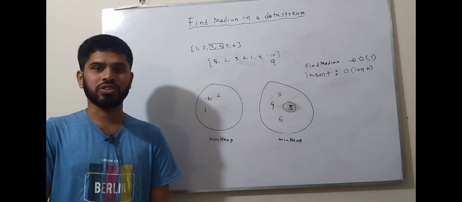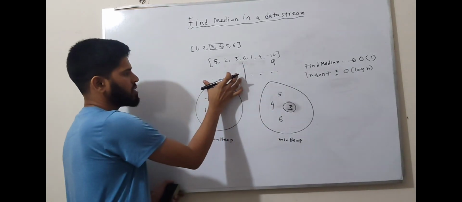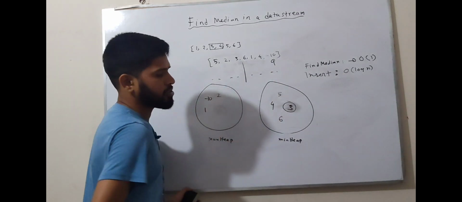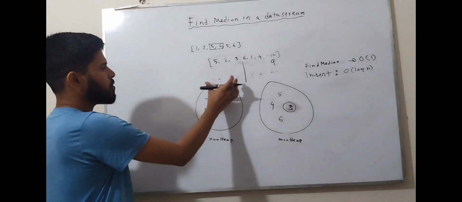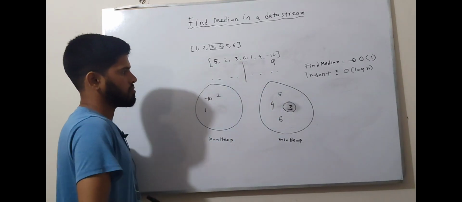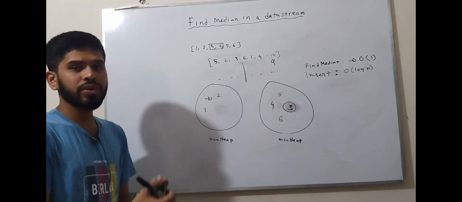I hope you are understanding. We are partitioning into two halves. On the left we have elements less than the elements on the right part. Okay? And we may have one more element on the right for an odd number of elements. This is how we can solve this question.